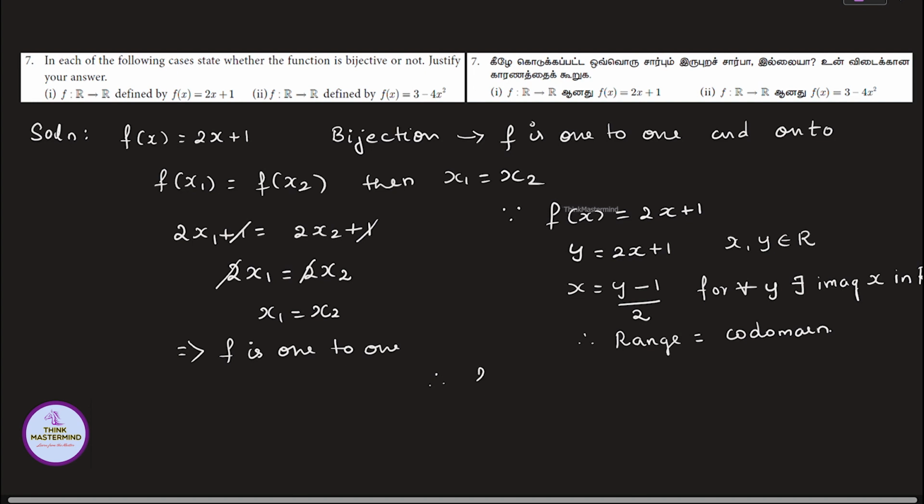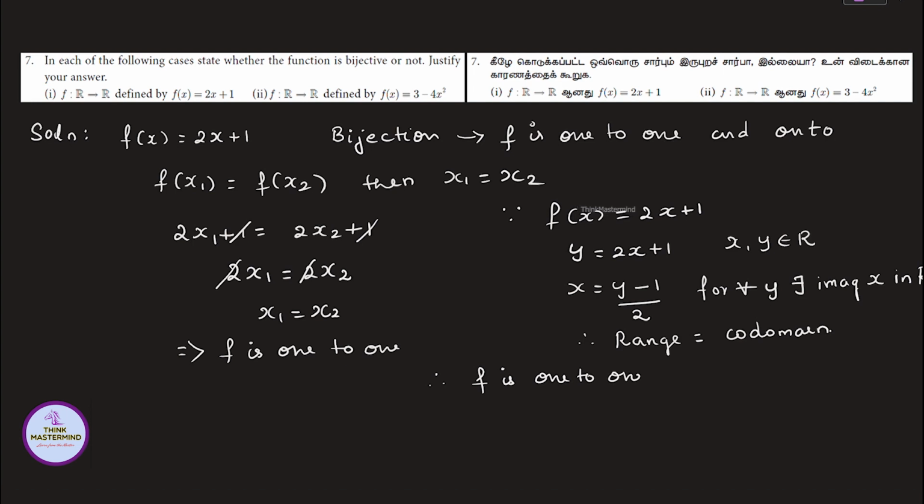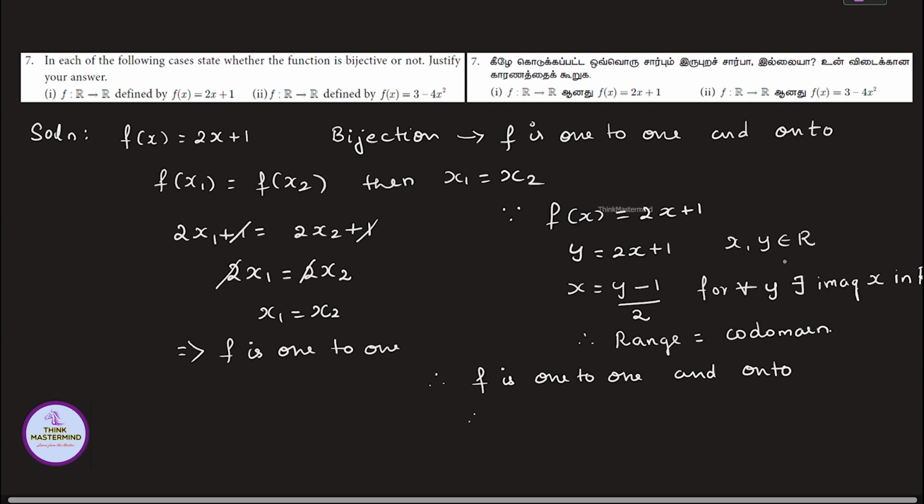Therefore the given function f is 1 to 1 and onto. So therefore f is bijection.